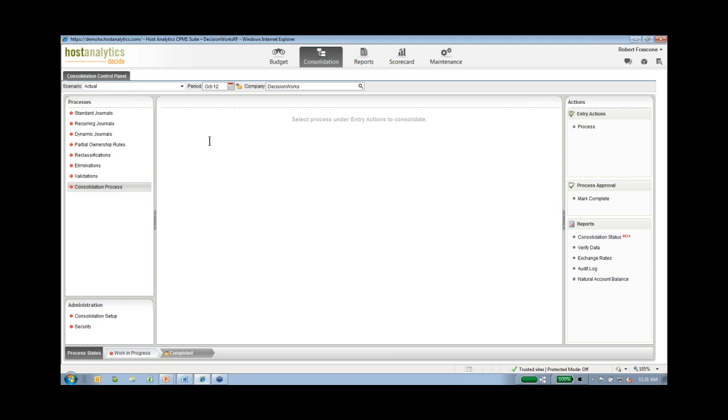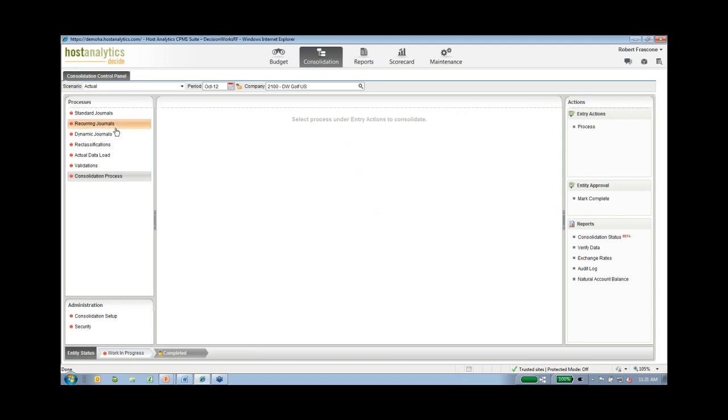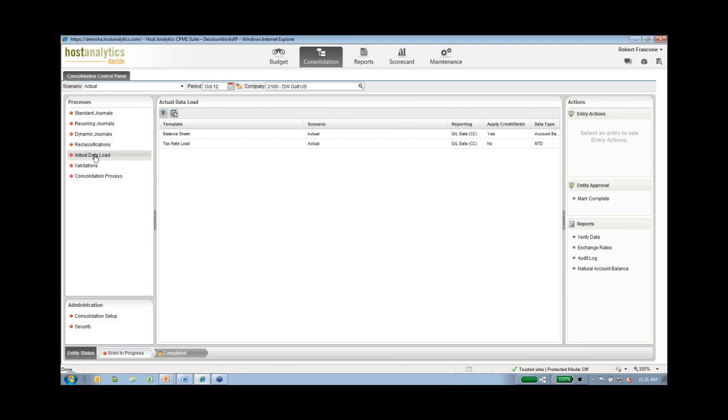So going back to what our agenda was, the first thing on the list was loading data. So how do we load data? Well, we load data in a couple of different ways. The first thing I'm going to talk about is loading data via a template-based approach. If I drill down into the hierarchy and select 2100 for US and click OK, if you're looking closely, you'll notice I got this actual data load process added to my list.